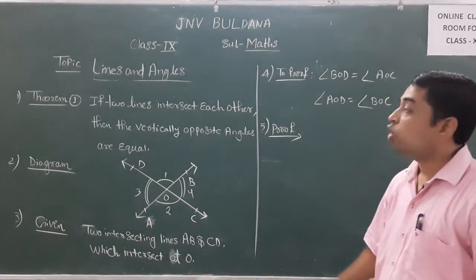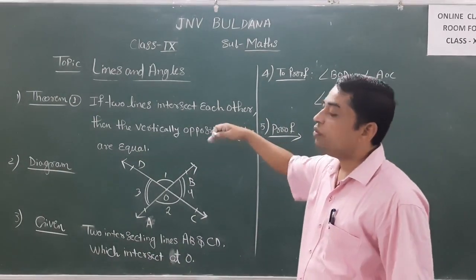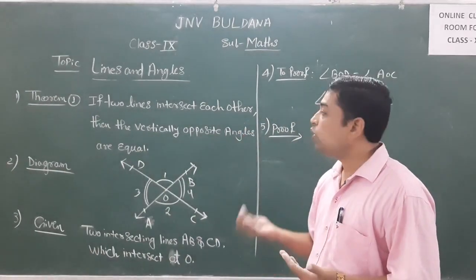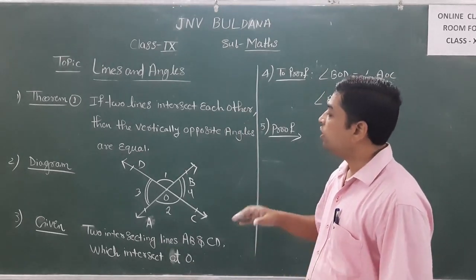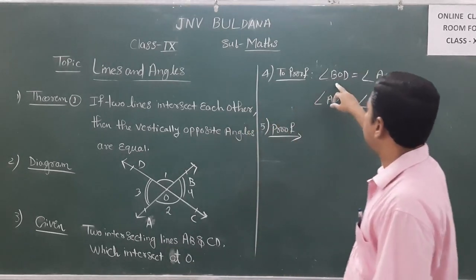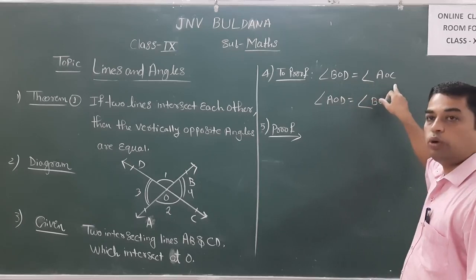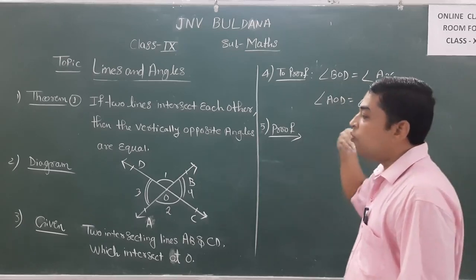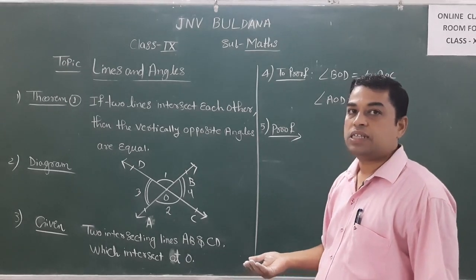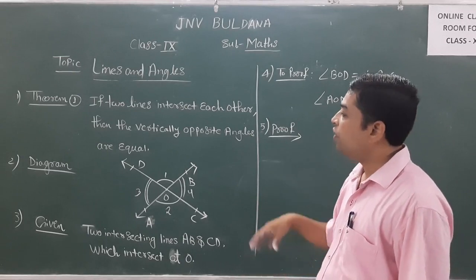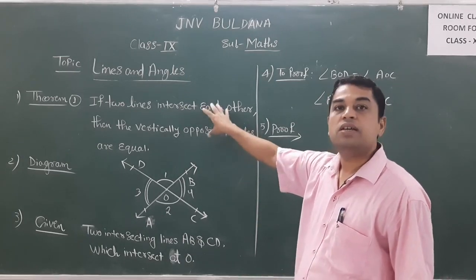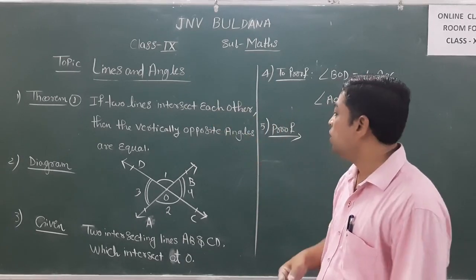Okay. So theorem means to prove this statement we will use our previous knowledge, and by using our previous knowledge we will try to prove this statement. This BOD will be equal to AOC. So whatever we learned in our previous classes, all this concept we will try to apply to prove this statement, to get this statement. So let us see.